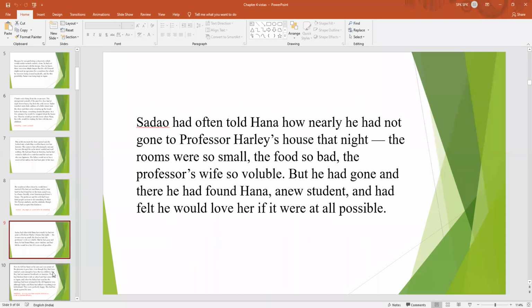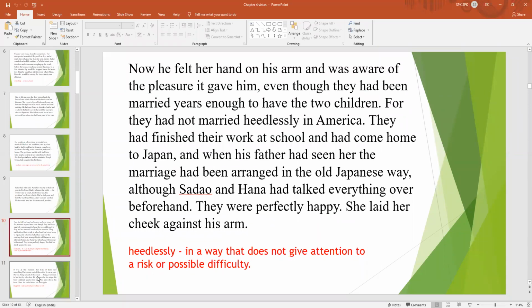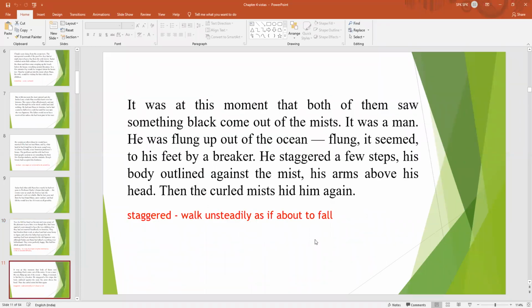So we have started from here. Then what? Now when they were standing on their veranda, on the balcony, they saw the outline of a man coming out of the mist, and he was walking very unsteadily. And what happened? He walked a little bit, and then again the fog covered him. He has his arms above his head. It shows that he was a prisoner. So children, any doubt, any problem?